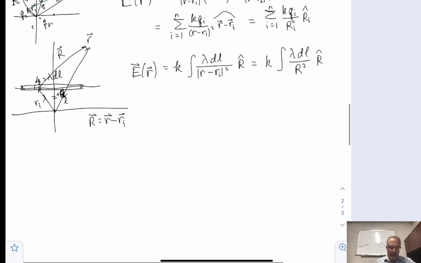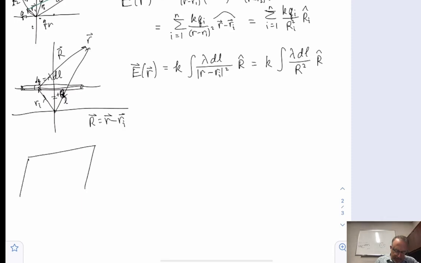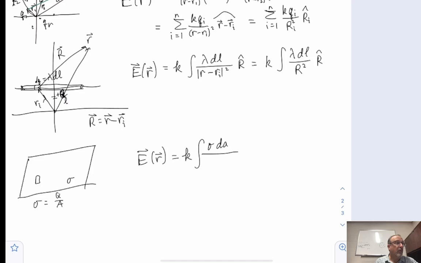Okay. Now we can talk about a surface charge. So we have a surface here, a two-dimensional surface, and we take a little chunk out of that. The surface has a charge density sigma, which is equal to the charge per unit area. And so we say that the electric field at point R would be equal to K, and then we'd integrate over the surface charge, sigma dA, over big R squared times big R hat, again using the same kind of formalism.